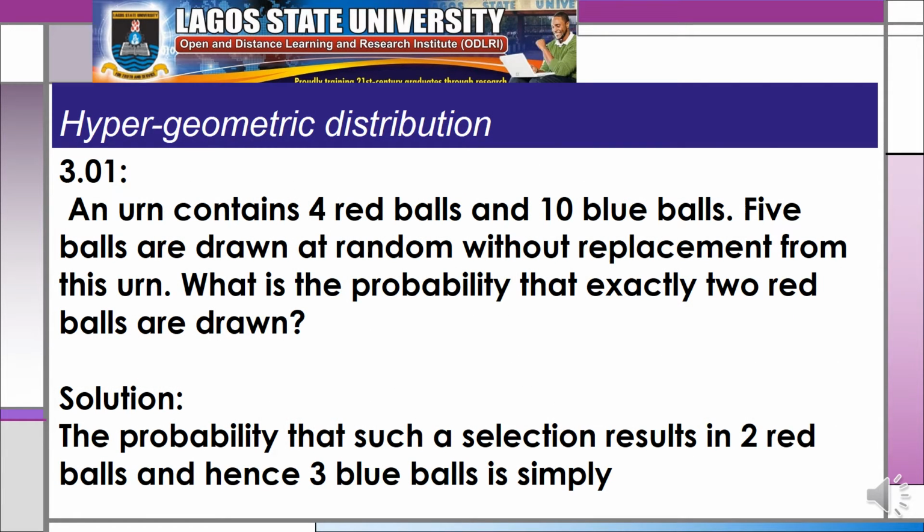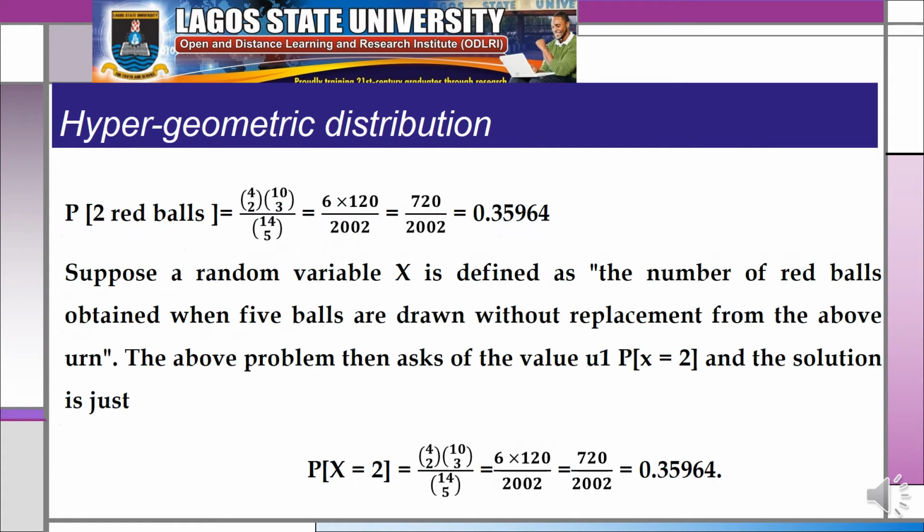An urn contains 4 red balls and 10 blue balls. 5 balls are drawn at random without replacement from this urn. What is the probability that exactly 2 red balls are drawn? Solution. The probability that such a selection results in 2 red balls and hence 3 blue balls is simply 0.35964, using the formula given above.